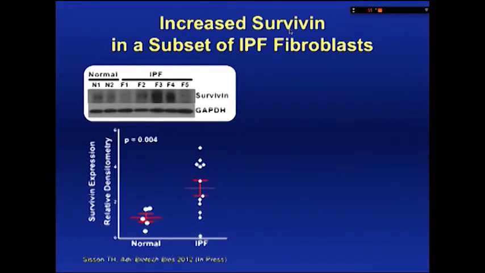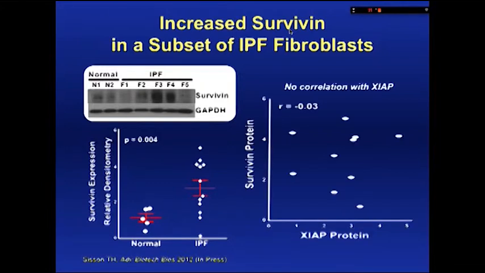It's a very similar picture when we look at Survivin. Here we see two normal lung fibroblasts and five different IPF lung fibroblast lines. And there's significantly increased Survivin expression at the protein level in IPF fibroblasts. Again, for those cell lines in which we had protein data on both XIAP and Survivin, there was no correlation in their elevation.